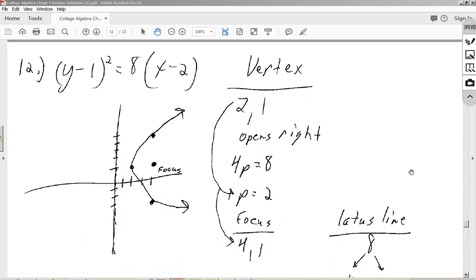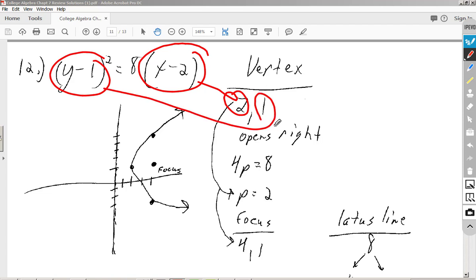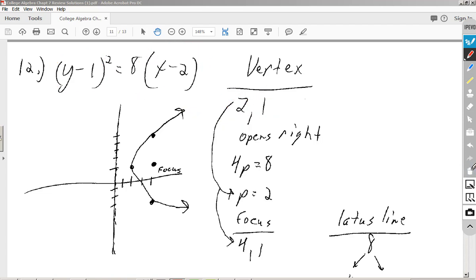Number 12, now we're looking at parabolas that are shifting. So number 12, my equation is y minus 1 squared all equals 8 times x minus 2. First thing I do is I locate my vertex. So here's my x shift. My x shift is a total of 2. And then my y shift is going to be a total of 1. Now I know where the vertex is at. So I go over here to 2 and 1, put my dot here.